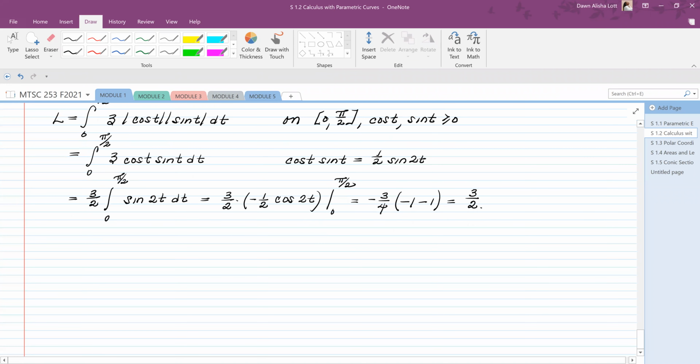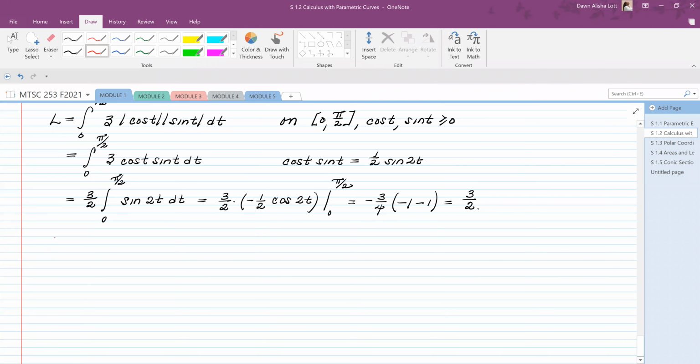So now we can conclude that the length of the asteroid on the interval 0 to 2 pi is going to be 4 times 3/2. So we're going to get 6.